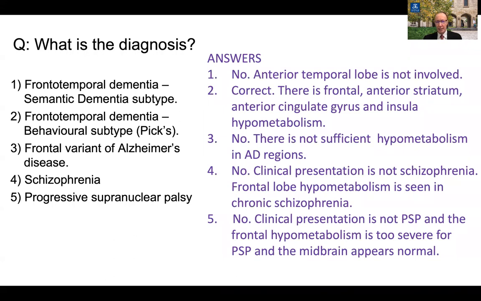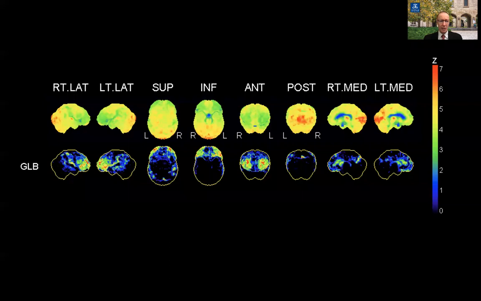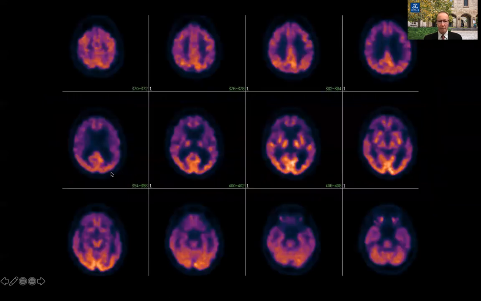No, it's not semantic dementia. We've been through this in previous cases. The anterior temporal lobe is not involved in this patient. Let's go back and look at that. You can see the anterior poles of the temporal lobes are quite normal. And on the slices, the temporal lobes appear normal.